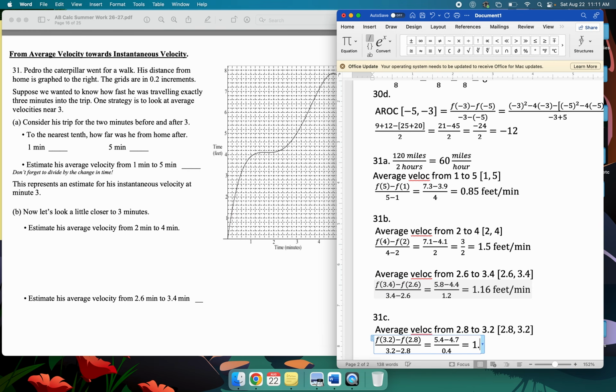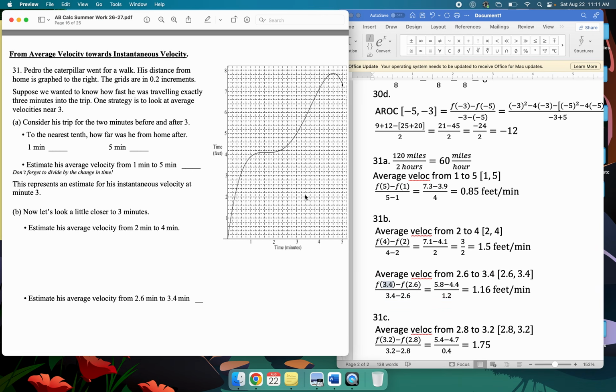I kind of feel like I probably messed this one up. Let me double check this real quick. F of 3.4, that's 5.8. Yeah. F of 2.6.